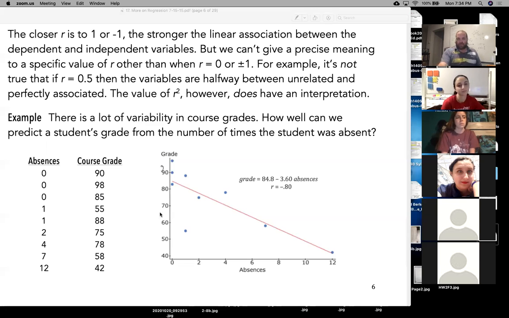So let's look at this example here. We have grades dependent upon absences. As expected, as the absences go up, the grade goes down. That's not a shock. The R value is negative 0.8. When I square negative 0.8, what do I get? 1.6. I didn't say multiply it by 2, I said square. Oops. 6.4.